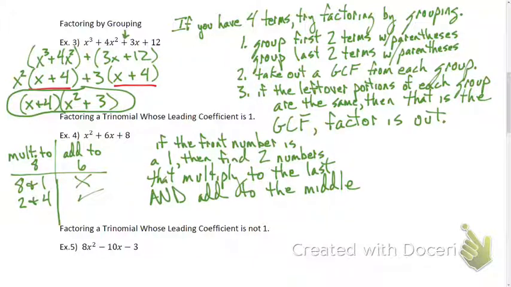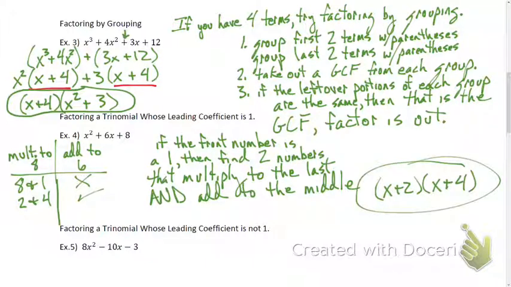The way you write it is, let's see, I have room over here to the right, x plus 2, x plus 4. And that is literally all you do. You can do all of that in your head if you want and just write the answer.